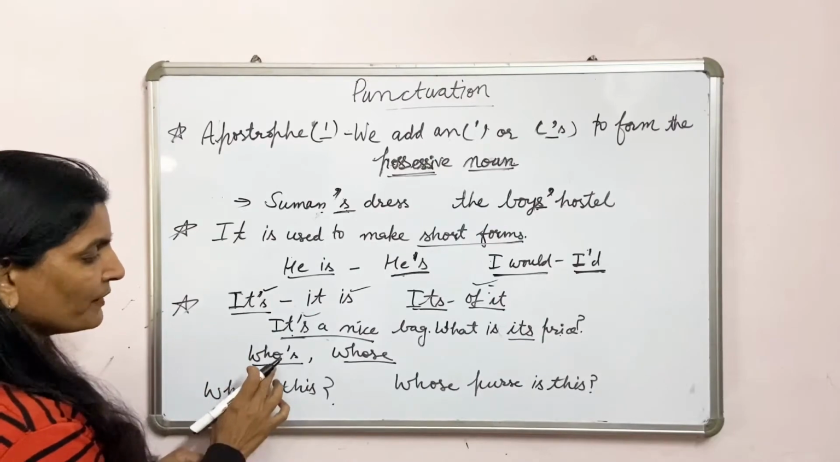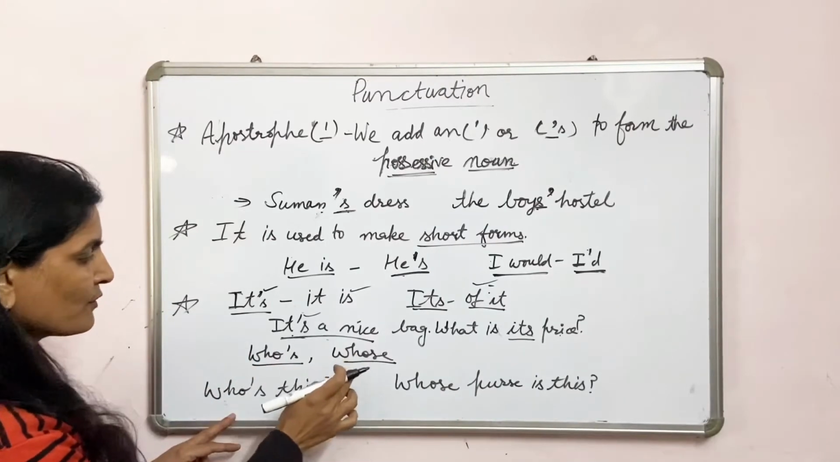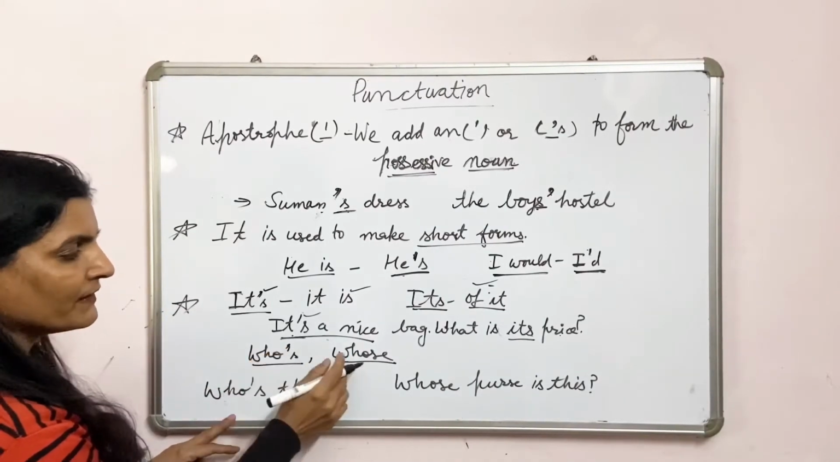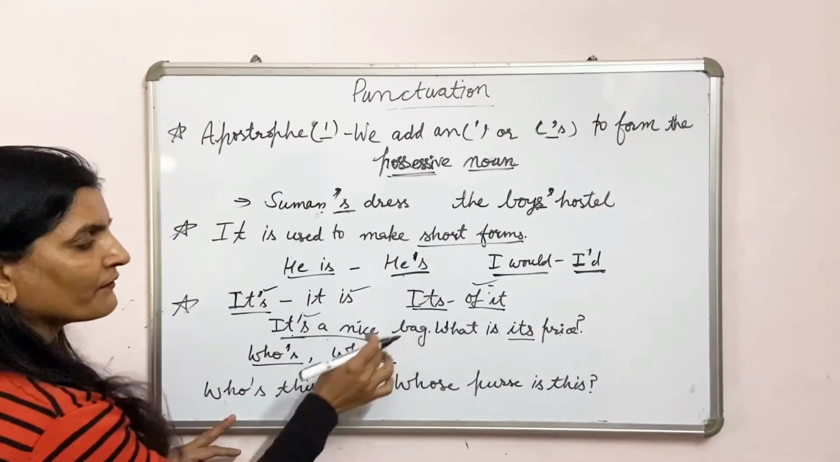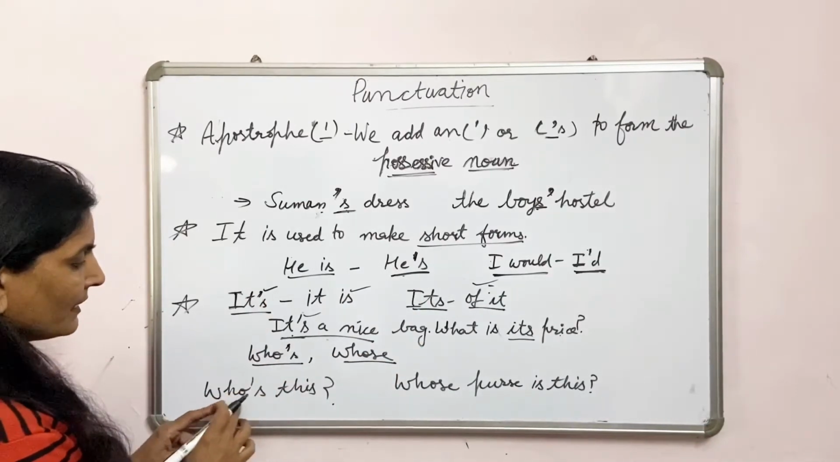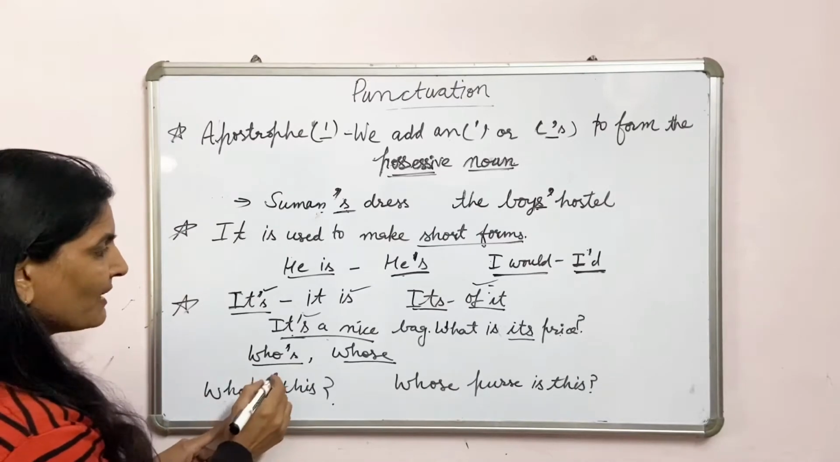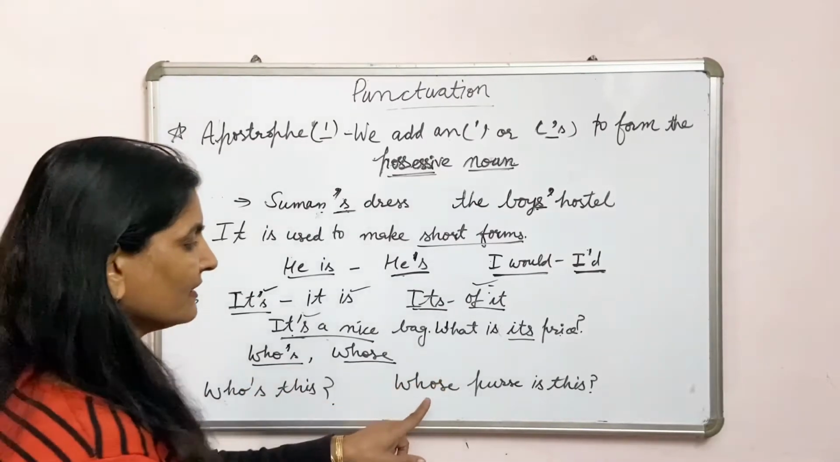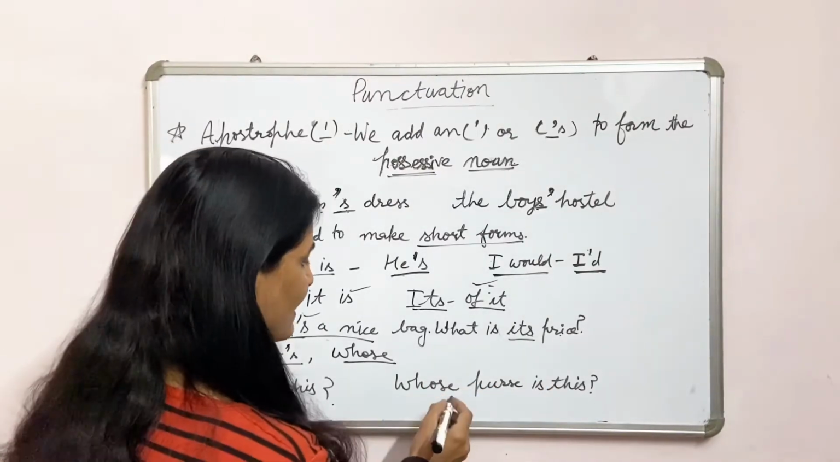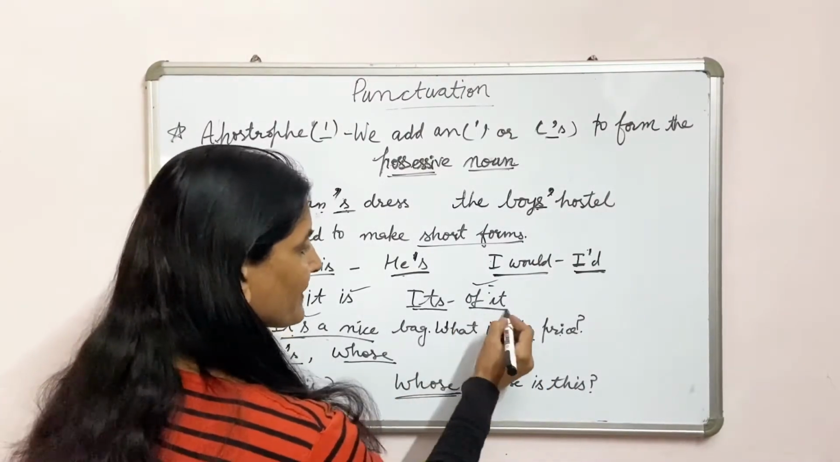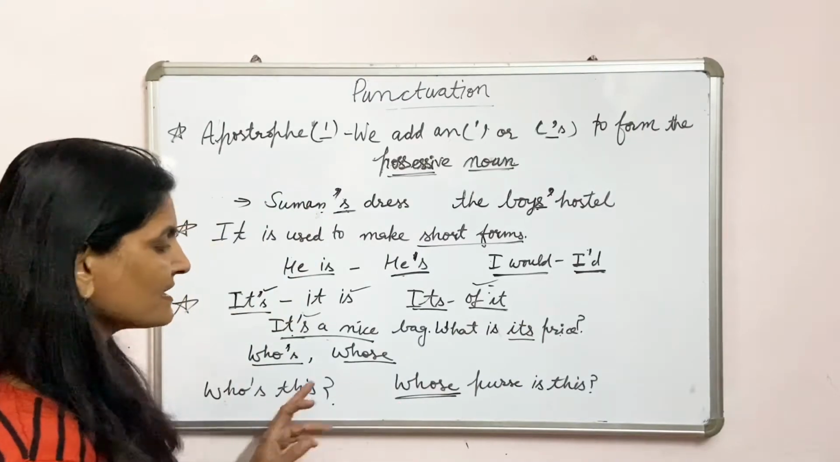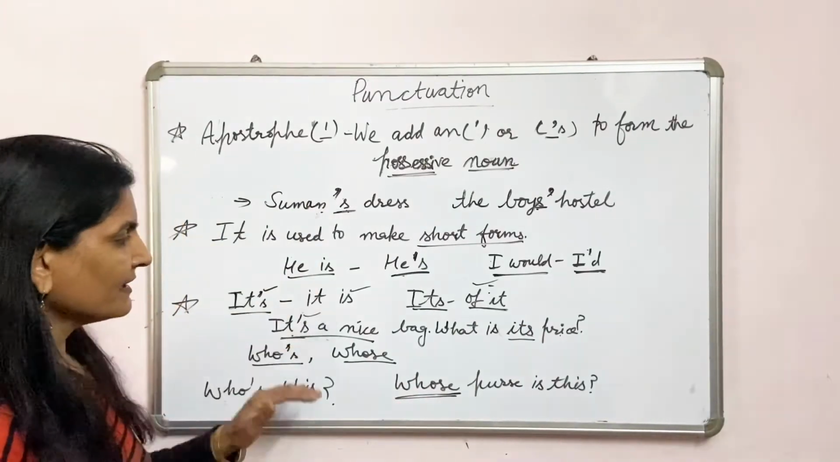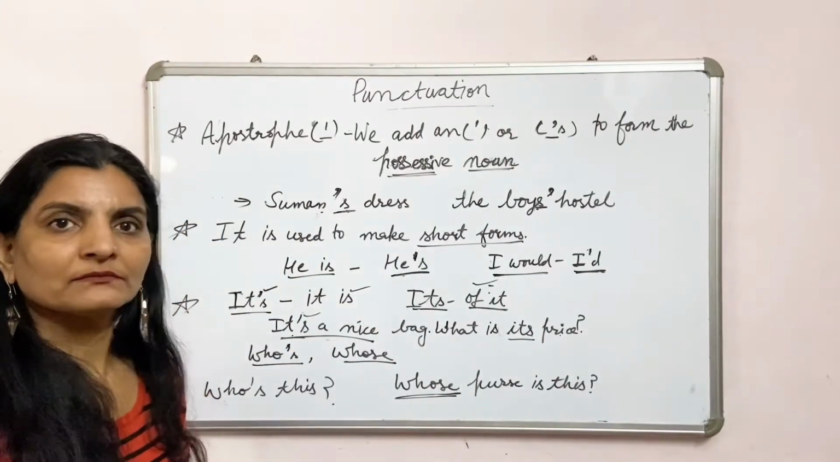Now let us see one more example. Who's and whose. Here who's with an apostrophe, here whose without an apostrophe. Who's this? It means who is this. And here, whose purse is this? So we have seen the difference between both. I think it is clear to you now.